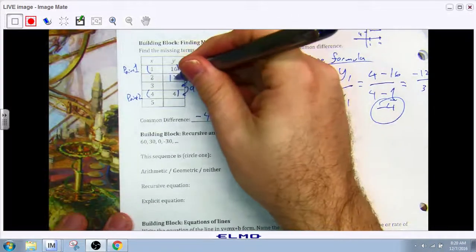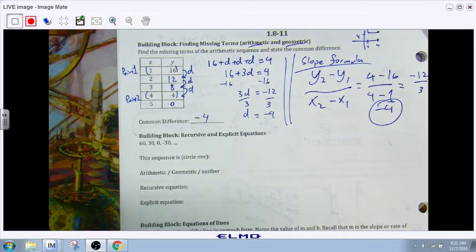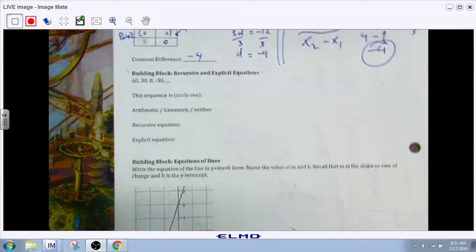16 minus 4 is 12. 8, 4, 0. Boom. All right. Let's scooch this up for the next problem.